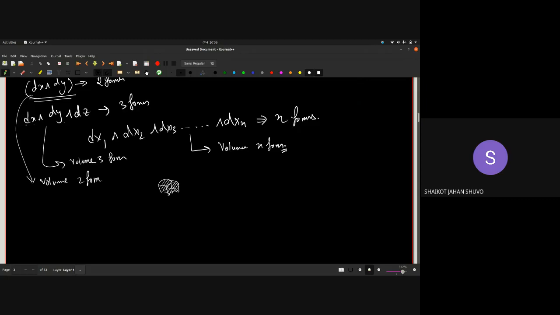Like if you have a 4-dimensional space denoted with x, y, z, w, you can always go for this dx wedged with dy dz, like this. You can always do that. For example, consider the 3-dimensional space, right? You can always have a surface area.